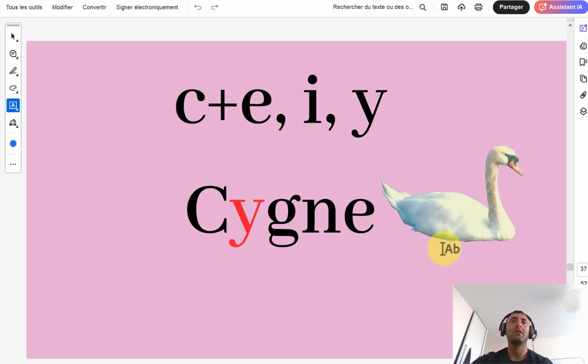I continue. So it's the same thing actually with C. When you have C plus E, I, Y, this one we will read like S. The sound will be S. Here, signe. Of course, you see here GN. We will learn that after. When you see GN, we pronounce that like nye. Of course, you will see that also just after. So this part is S because we have E, I, Y after C. Signe, it's that animal.